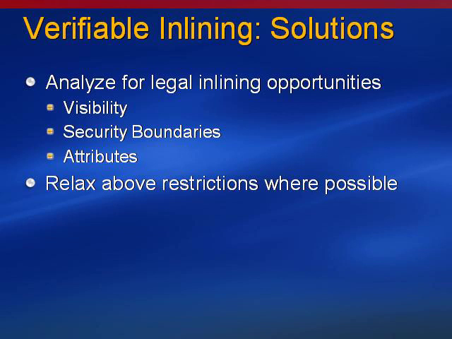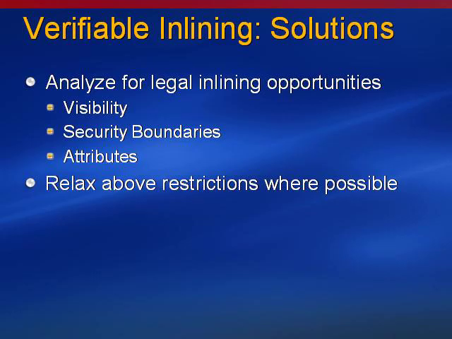So what are some of the solutions? One of the things we're doing in Whidbey is analyzing for legal inlining opportunities. We do things like inspecting visibility, security boundaries, and attributes, making sure that we're not running afoul of anything that the CLR thinks is important. Also, we're trying to relax those restrictions wherever we can, by doing things like visibility promotion. If we happen to know statically that you don't need any greater visibility, for example, if something isn't exposed publicly and is only used internally within the assembly, we can promote it up to internal accessibility from the perspective of the runtime. Then, from the perspective of the tool set, it just does all the enforcing in the source code, and that actually works pretty well.